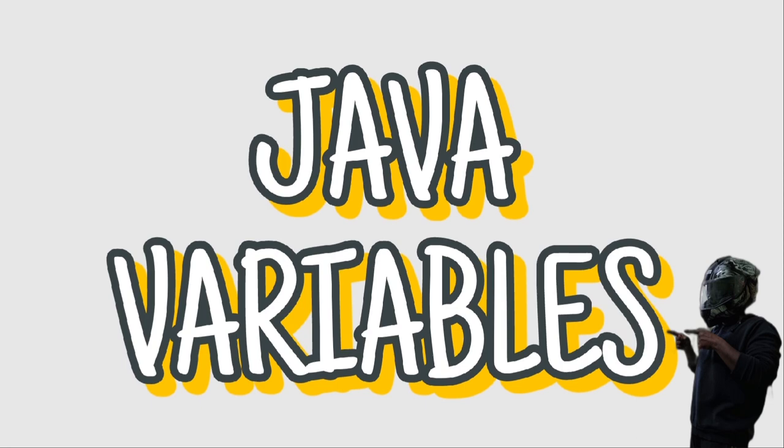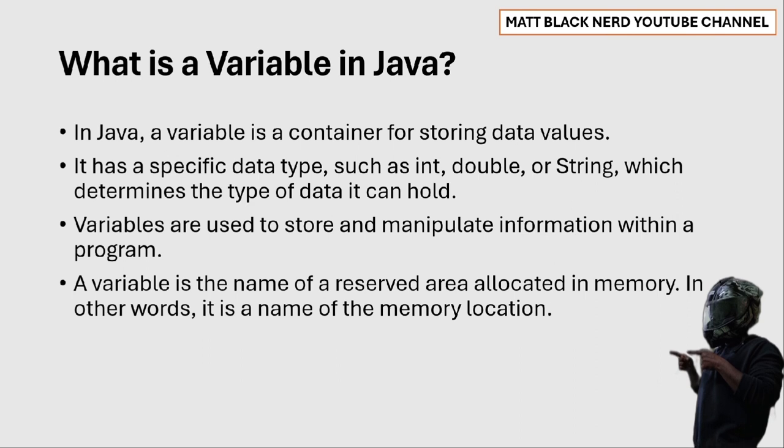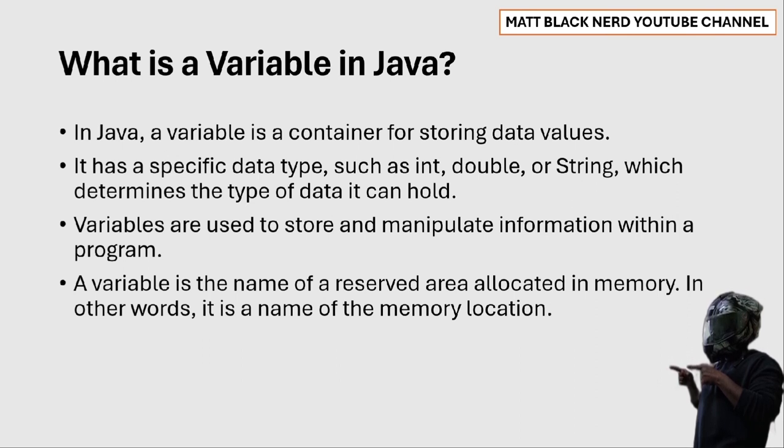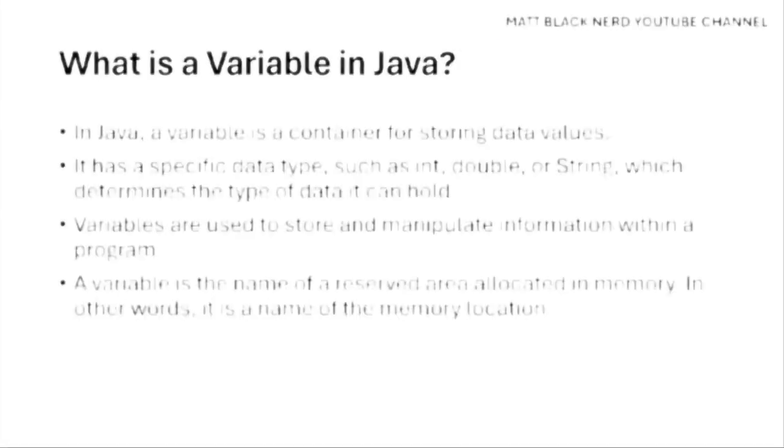In this video, we will discuss Java variables. What are Java variables? In Java, a variable is a container for storing data values. It has a specific data type such as int, double or String, which determines the type of data it can hold. Variables are used to store and manipulate information within a program. A variable is the name of a reserved area allocated in memory. In other words, it is a name of the memory location.